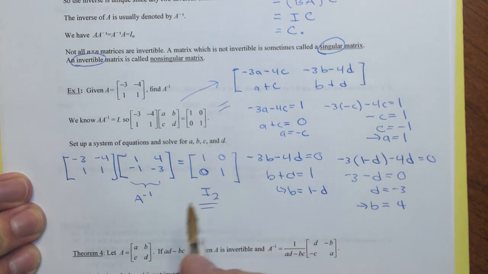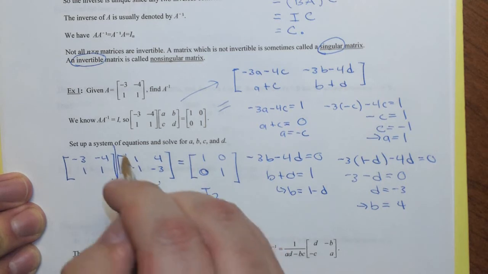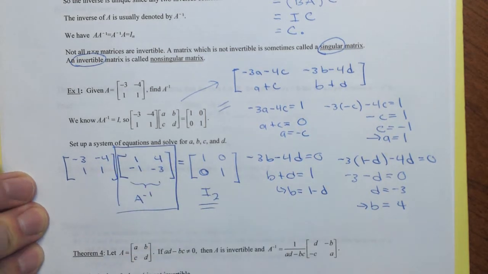So that is indeed I2. So we do know that this is in fact the matrix, the inverse of A. We've checked it.